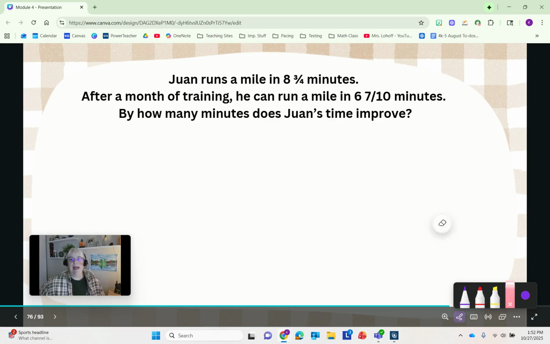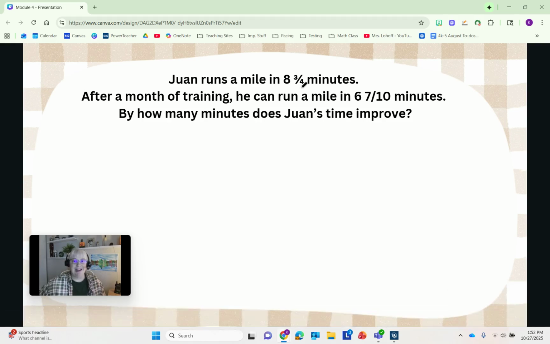Juan runs a mile in 8 3/4 minutes. This one is the least real of the three because most of the time we don't measure time in 3/4 of a minute. We measure it on a stopwatch, but we're going to go with it. We're going to do this. We have 8 3/4 minutes.